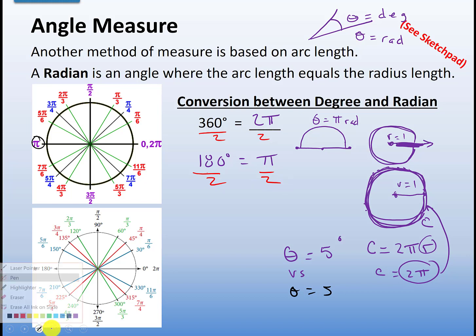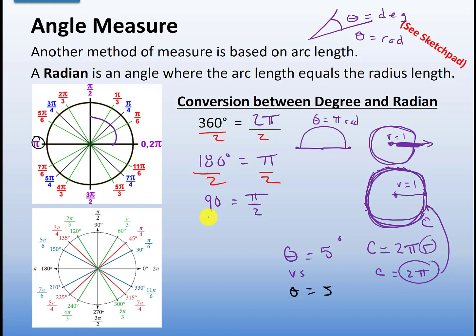Okay, so if I divide by 2 again, I'm going to get 90 degrees equals pi halves radians. So here is a pi halves. It's like a 90 degrees. Pi halves in radians is the same as 90 degrees in degrees. We can keep playing around with this and get more intuition.